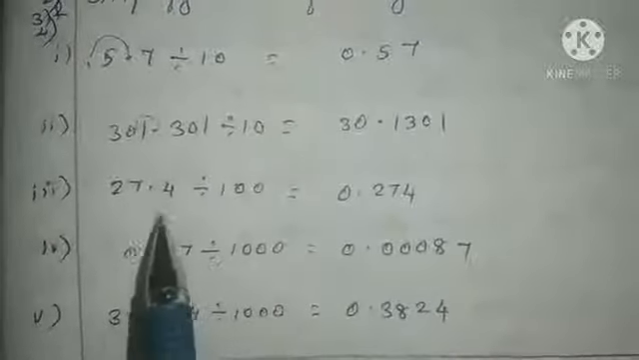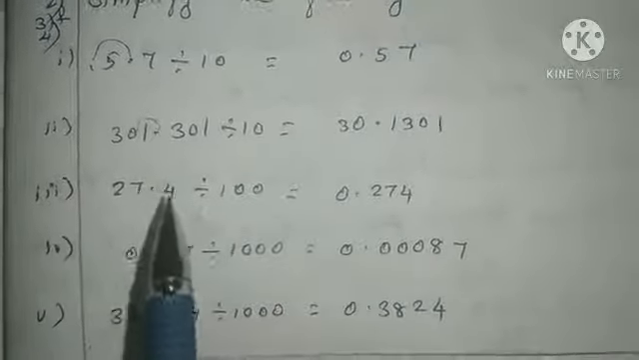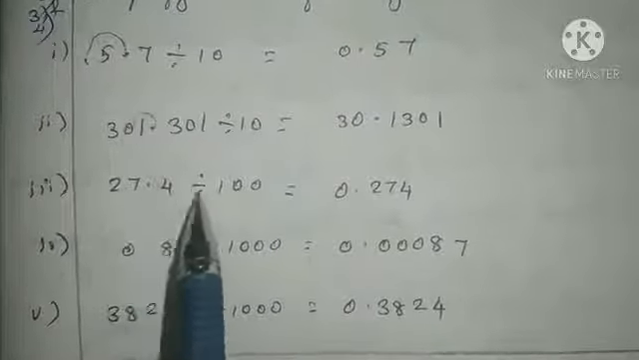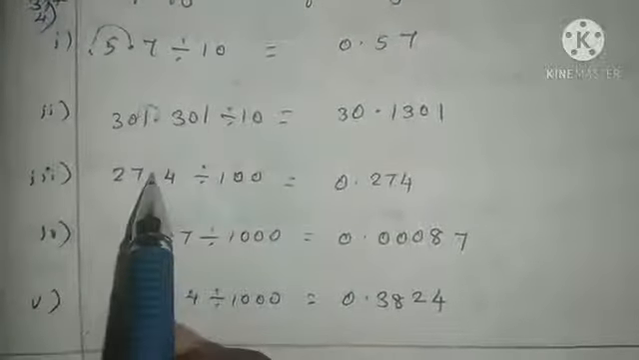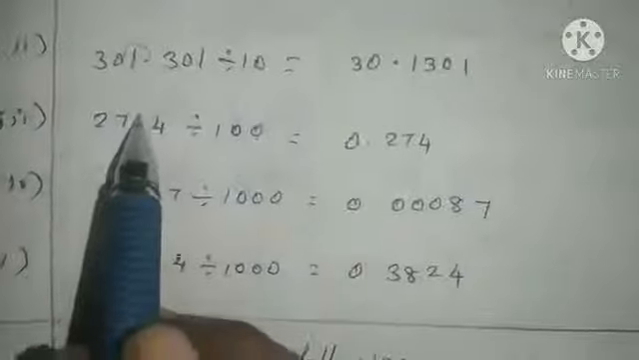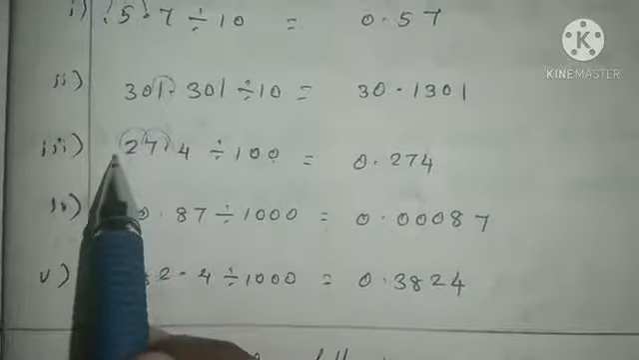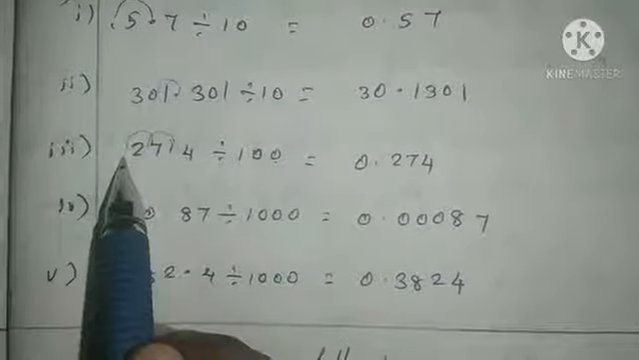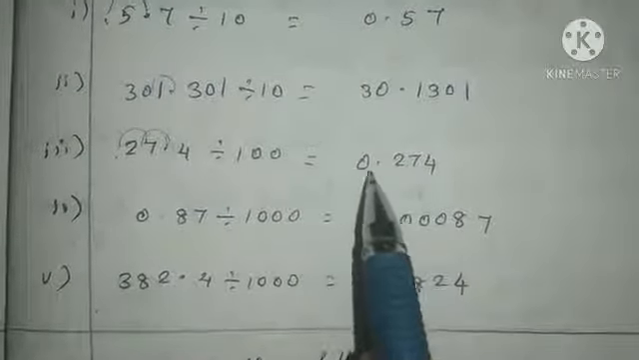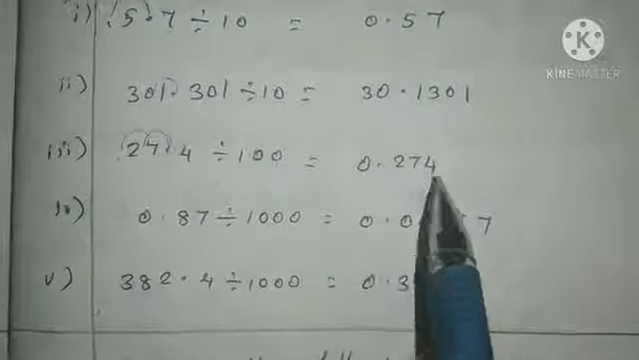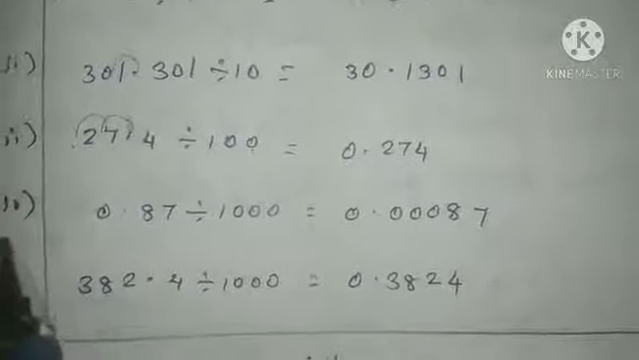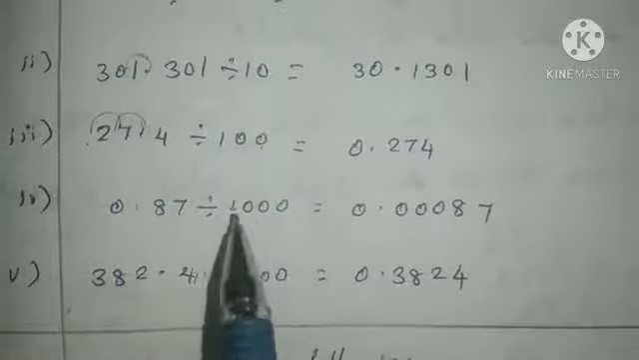Same way for 100, you have to move 2 decimal places towards your left. That is 27.4 divided by 100. The decimal point will move 2 place values, that is 1 and 2, and the decimal point will come in front of 2, and we get the answer as 0.274.